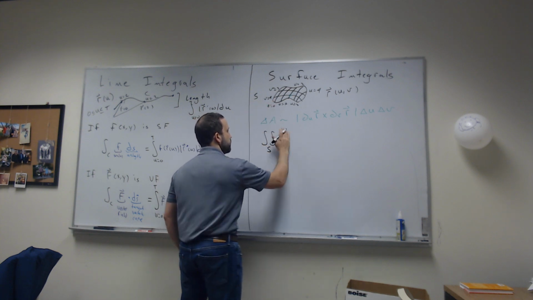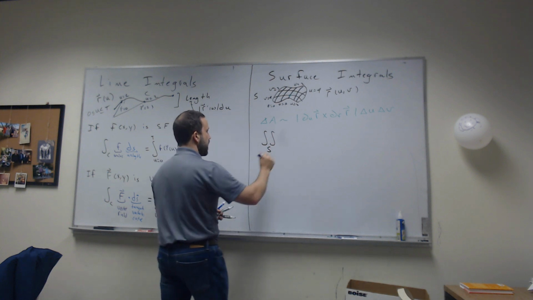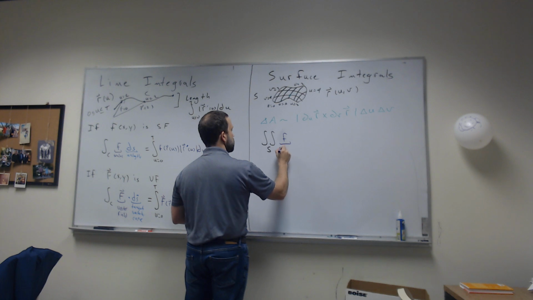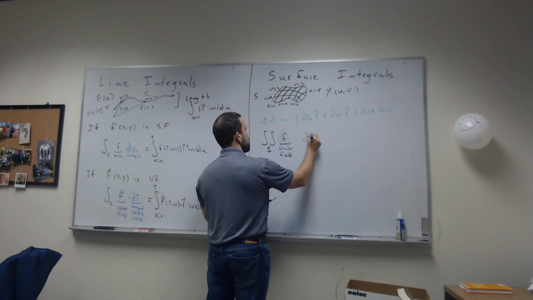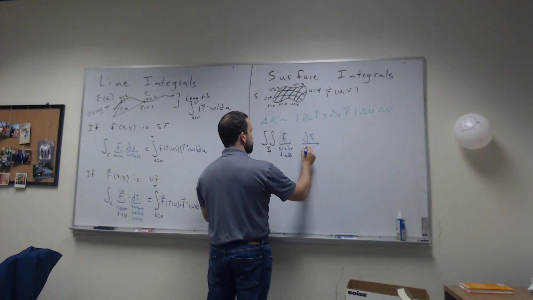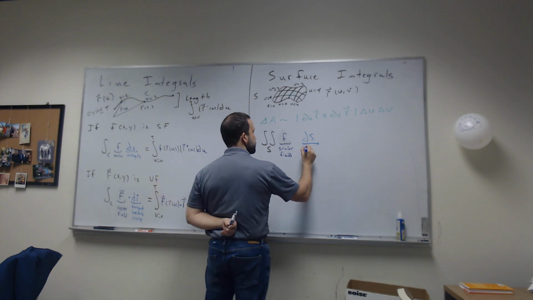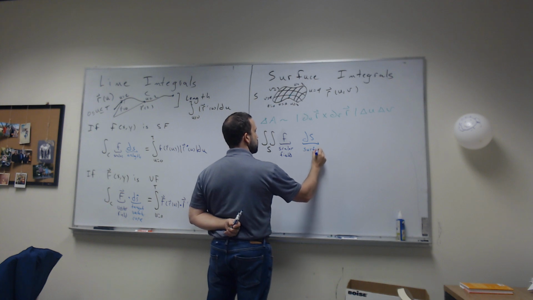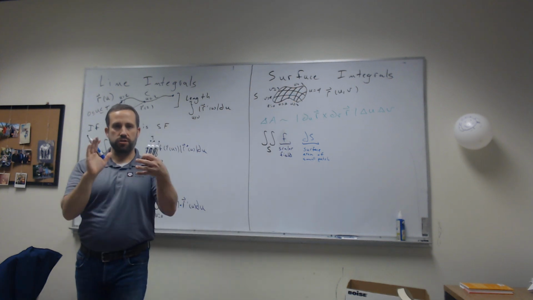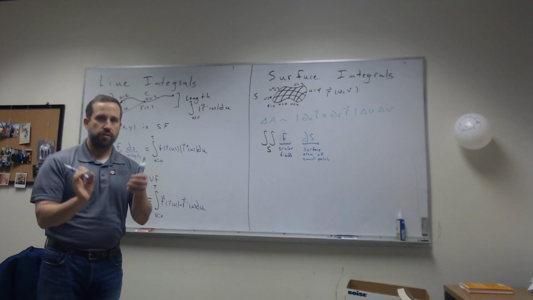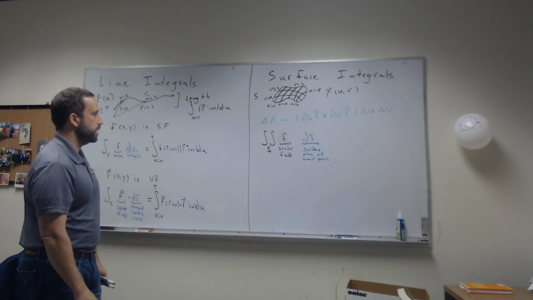F, let me use different colors. F, this is the scalar field, times dS. And this represents the surface, just like this represents arc length, this represents the surface area of a small patch. A small patch being something like that. And of course we let delta u and delta v go to 0, and the size of the patch goes to 0, and we get a better approximation.